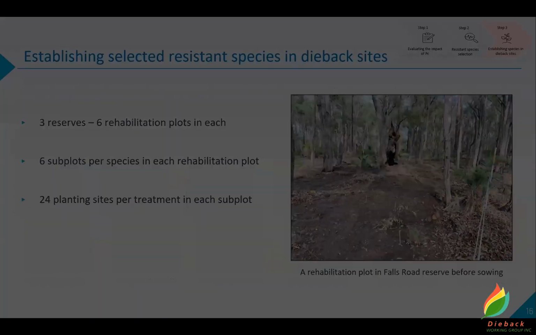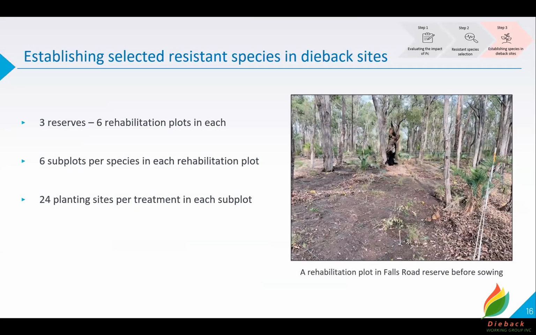And I have established 18 rehabilitation plots in 3 of the selected reserves, which I surveyed before, with 6 plots in each reserve. In each rehabilitation plot, I had 6 subplots, one for each of the species. And in each subplot, I had 24 planting sites for each of the treatments I had.